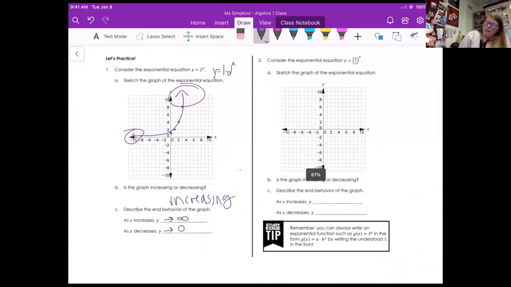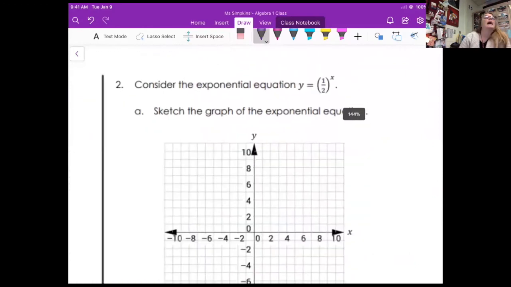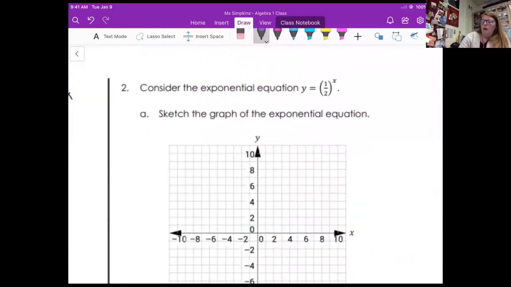Okay, so let's look at the next problem. This one's half to the x power. So we're going to rewrite it as 1 times half to the x power. So we're going to start at 0, 1. And we're going to take half every time. What's half of 1? 1 half. What's half of a half? 1/4. That's going to be kind of difficult to graph accurately.